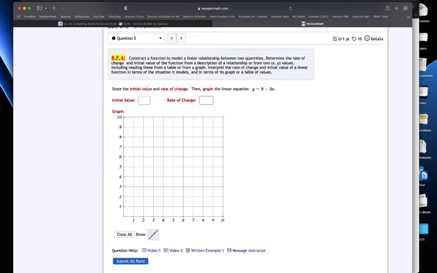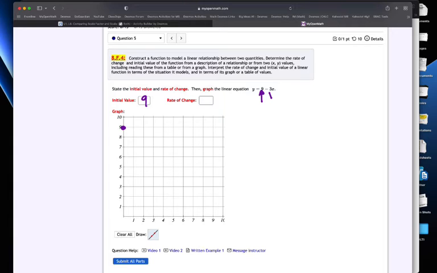Sometimes when we're dealing with linear equations, we're given an equation and we're asked to graph the equation. Well, much like within tables and we were converting to equations, we can sort of work backwards. So that value right there is our initial value. That tells us where our graph crosses the y-axis.